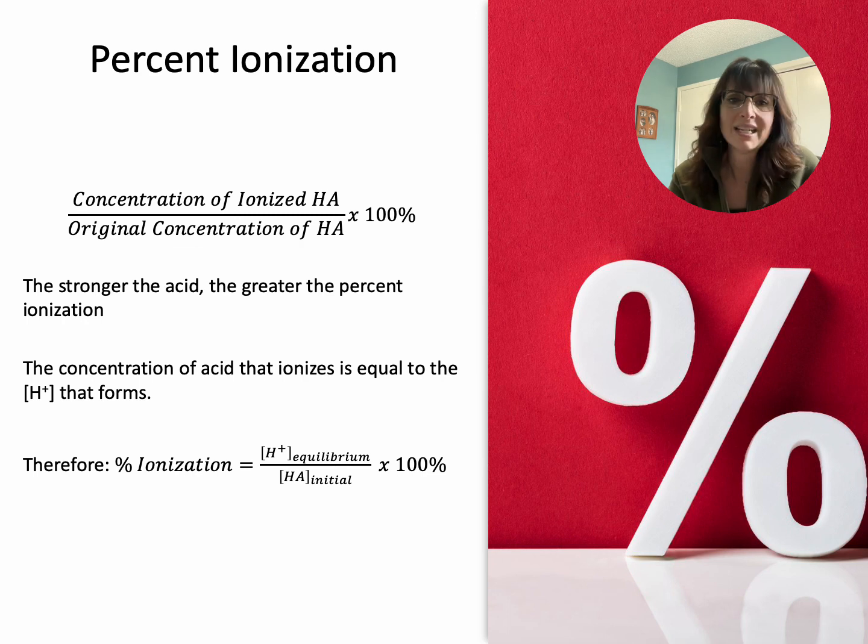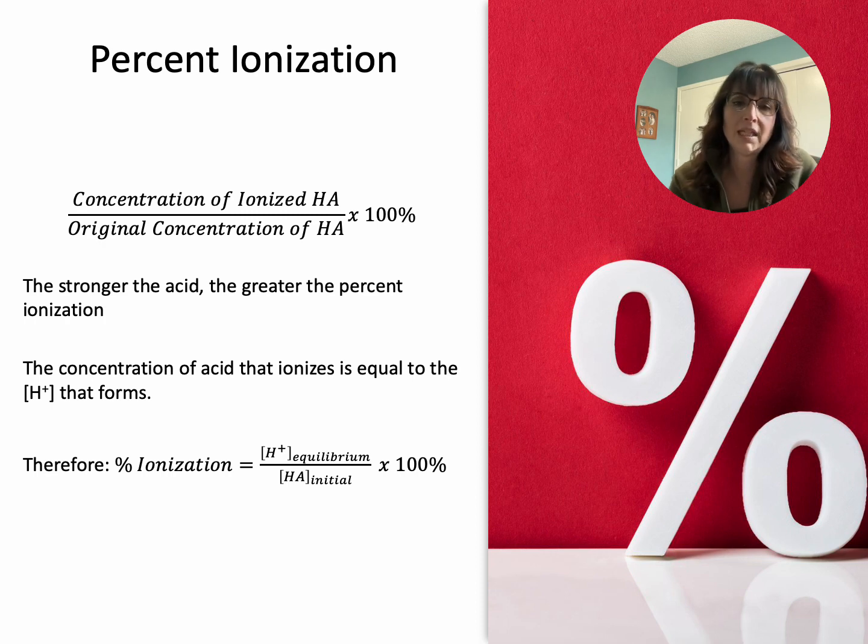So percent ionization is kind of along the same lines of what we were just discussing. It's the concentration of the ionized acid divided by the original times 100. The stronger the acid, the greater the percent ionization. And the concentration of acid that ionizes is equal to the H that forms. So you can also write it as the concentration of the H ions at equilibrium divided by the original times 100%. You do need to know how to do this.